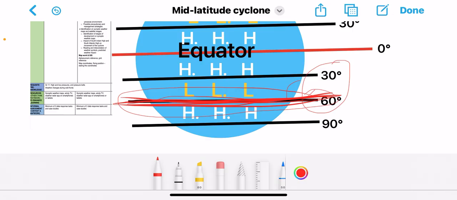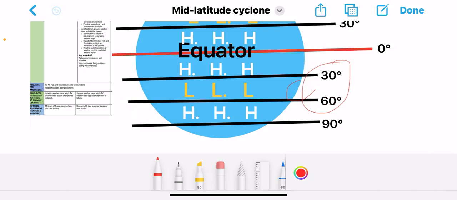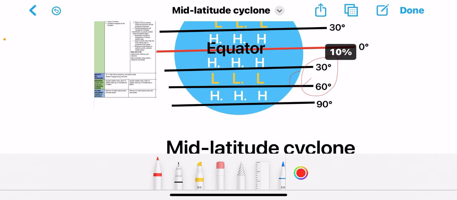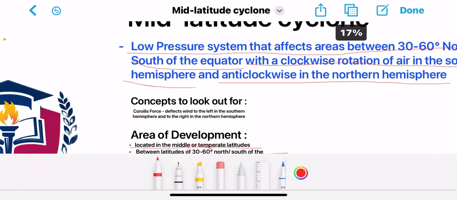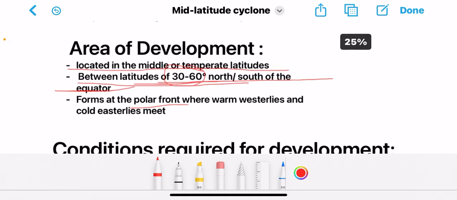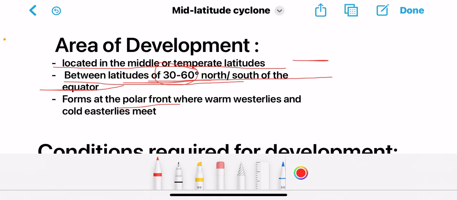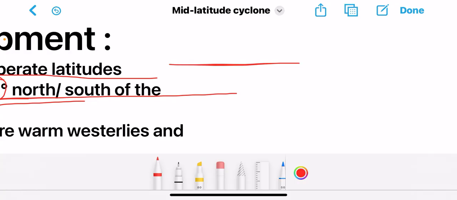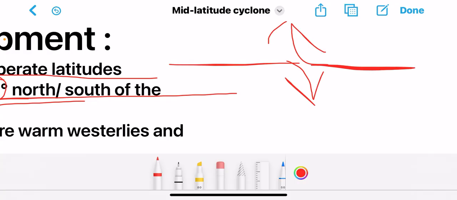This is what I want us to understand: there is a boundary at 60 degrees called the polar front, whereby the warm westerlies and the cold easterlies meet. When they meet, that is how a mid-latitude cyclone develops. Remember, when cold air and warm air meet, the warm air will rise, because the cold air will undercut.